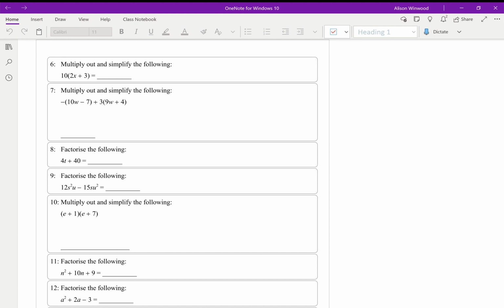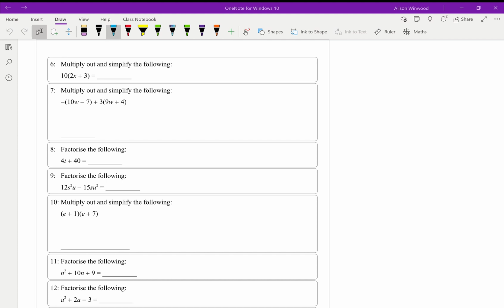Expand and simplify. So we're going to do 10 multiplied by the 2x, which is 20x, and 10 multiplied by the 3, which is positive 30.